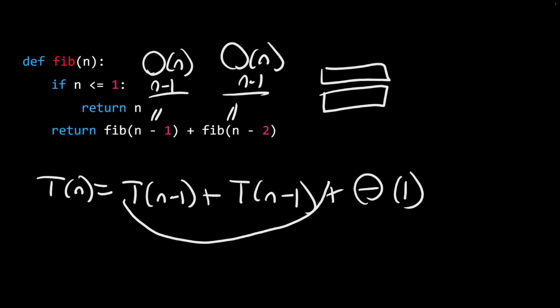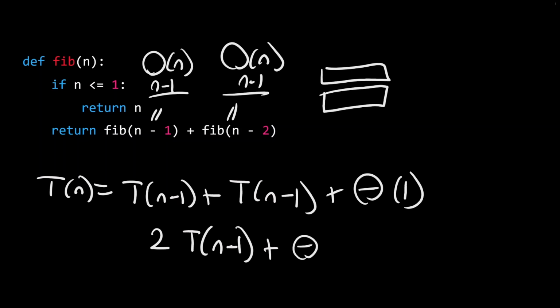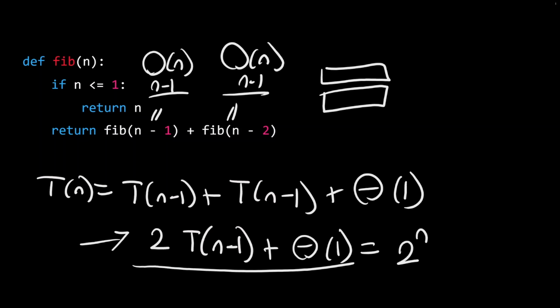What does this look like? We can simplify this even further to 2T of n minus 1 plus theta of 1. And we saw this just before, so with a little pattern recognition, this means that it's going to be 2 to the n. Now if I were to change this to 5, what do you think the answer is now? It's going to be 5 to the n.